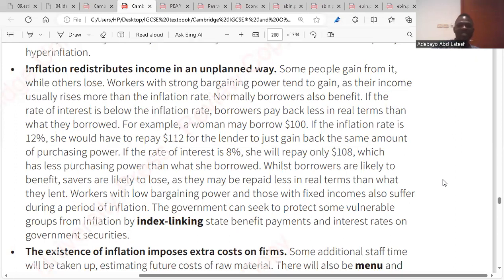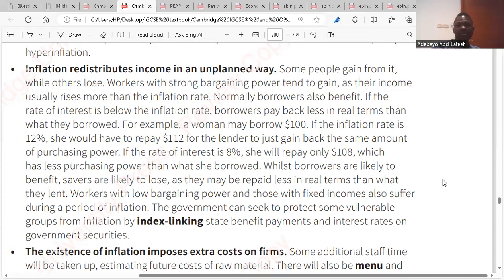Did you get the point? Yes, that is what they are making. Those that don't have purchasing power, employees that don't have bargaining power, would be worst off too. So this is how redistribution of income happens within that economy. Money goes to some people and some people lose out in it.